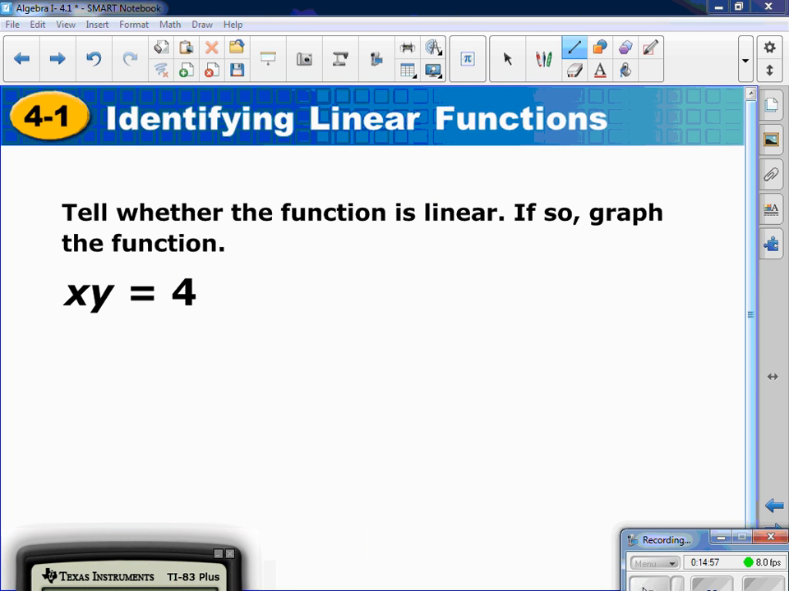Why is this one not linear? X is being multiplied by y. Since it's x times y, it's not linear, and we are unable to graph right now. Y equals 5x minus 9. Is this one linear? Yes. I have a y. I have just an x. I can move things around if I wanted to. Graphing this.